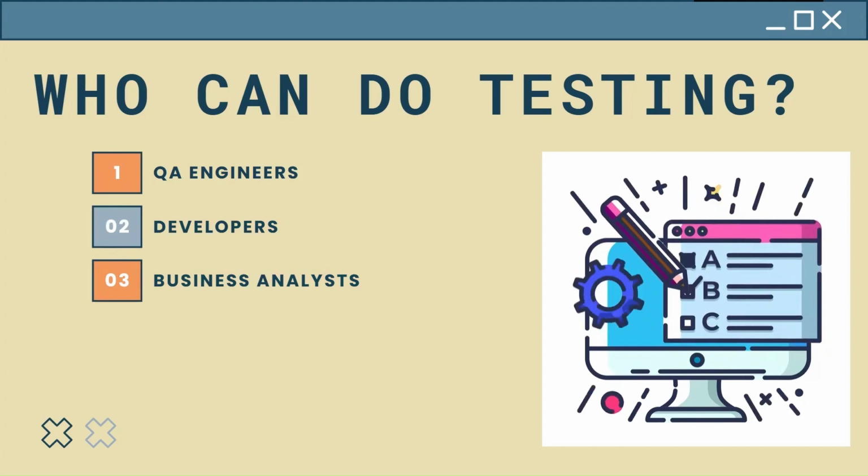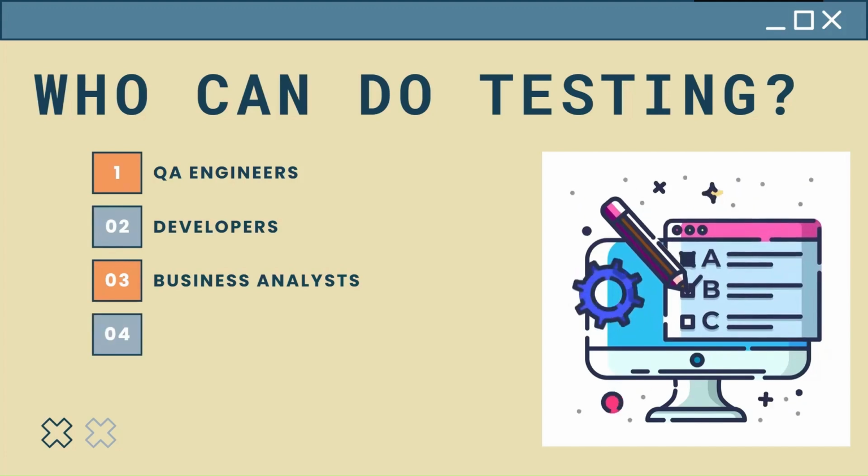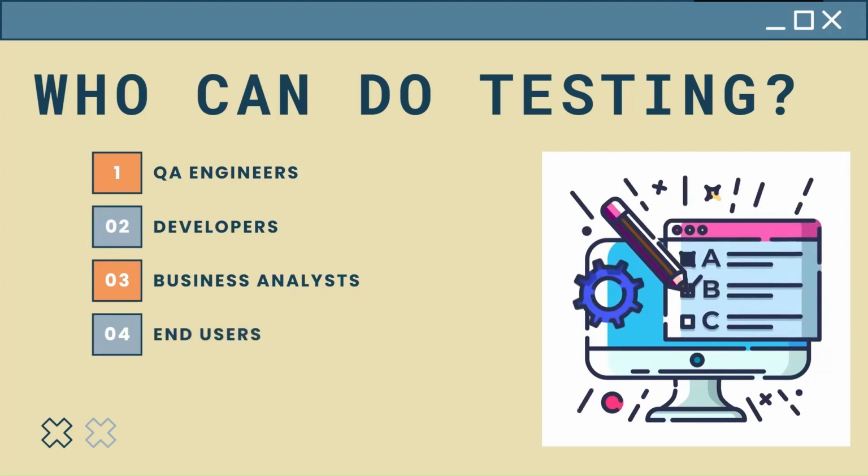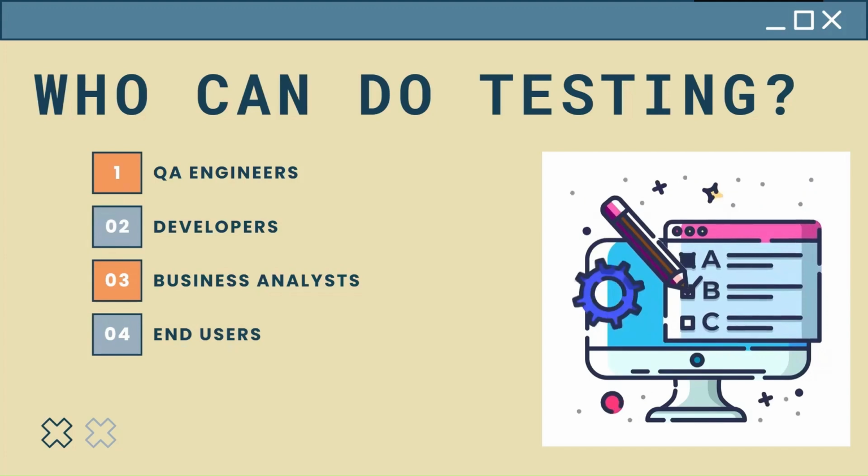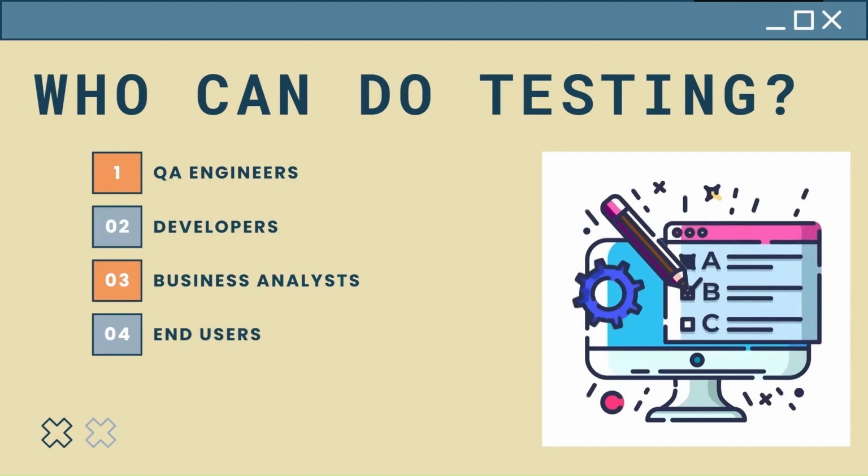And finally, last but not least, this person is really, really important when it comes to testing all the system development, all the software, because you are going to develop all these things for this person: the end users. They are also really important, and they can also do testing in the name of user acceptance testing, which you will see in a later part of our videos.